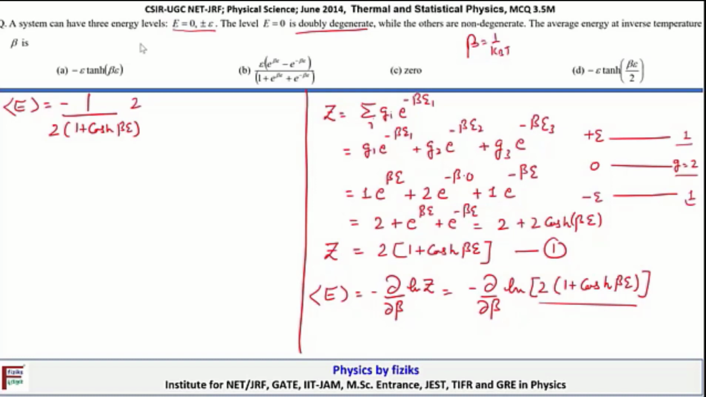So that is equal to 2 multiplied by 1 plus 2 into sine hyperbolic beta e, and then again the differential of beta e with respect to beta, so that will give you e only, because beta will be gone with respect to differentiation with respect to beta.